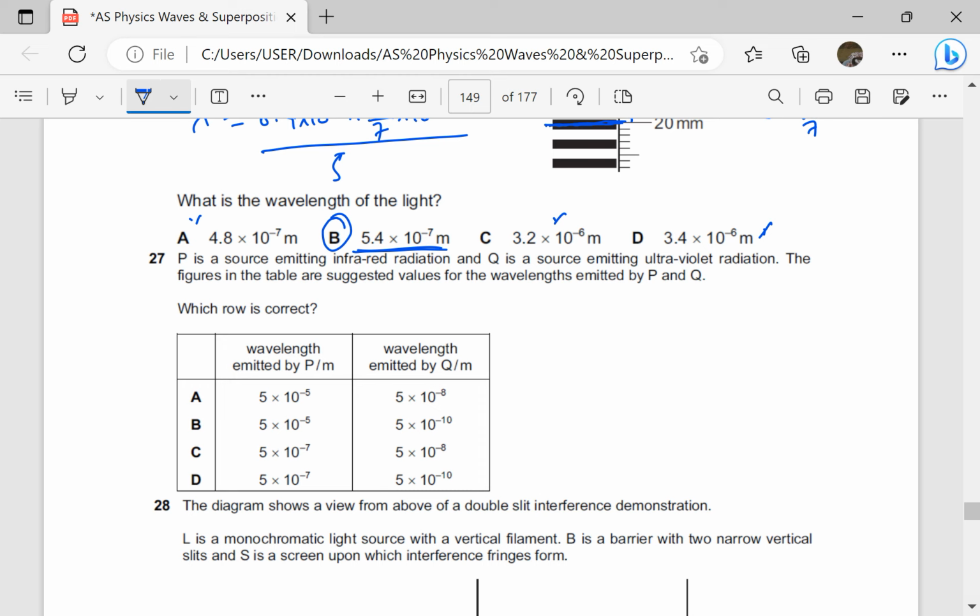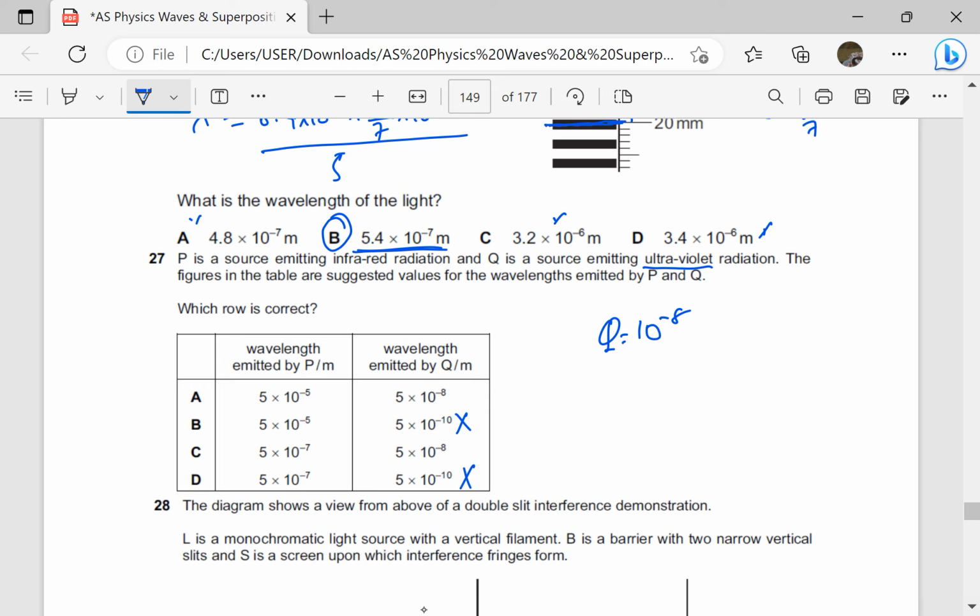P is a source emitting infrared radiation, and Q is a source emitting ultraviolet radiation. The figures in the table are suggested values for the wavelengths emitted by P and Q. Ultraviolet comes after violet, so Q should be 10 power negative 8. So we eliminate D and B.